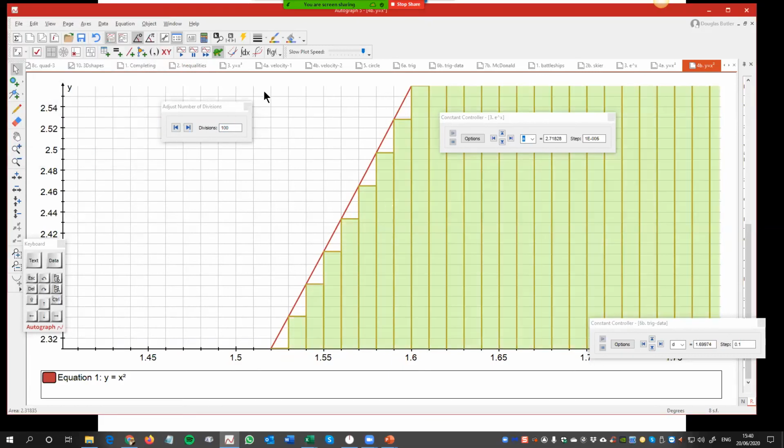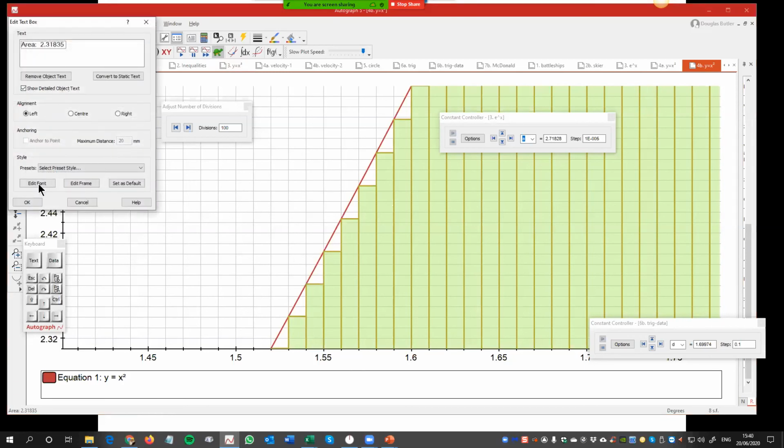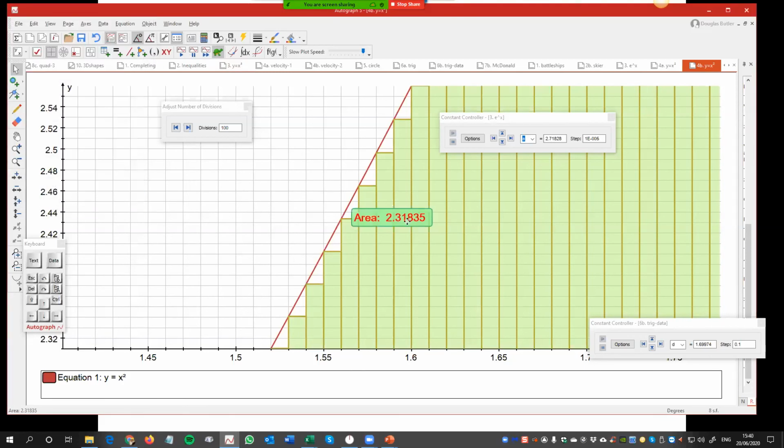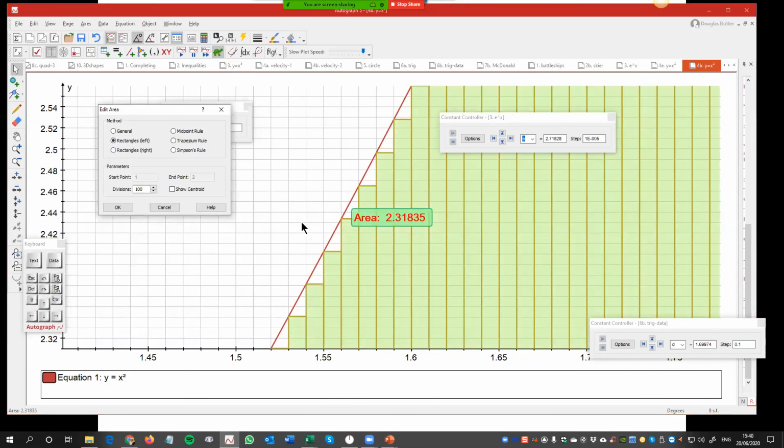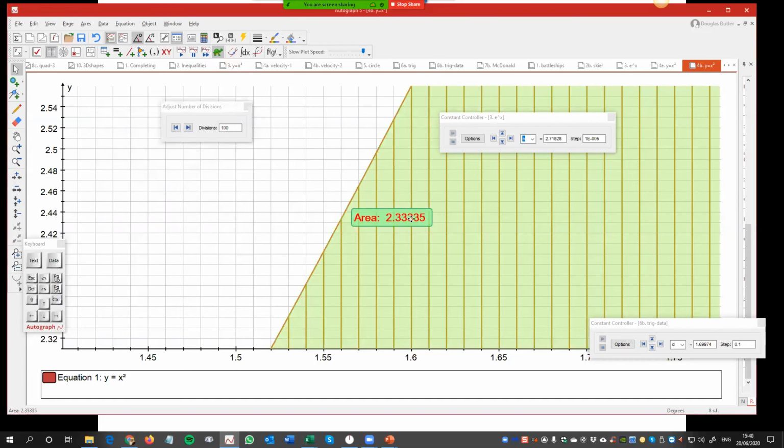I'm selecting that and the text box. So the area is 2.31835 at the moment. If I was to change this to a trapezium rule, which would appear to be an extremely good solution, is it going to be more than 2.3 recurring or less? I suppose I should get you all to vote on this now, shouldn't I? But there isn't time. And let's have a look and see. Aha, just over, isn't it?